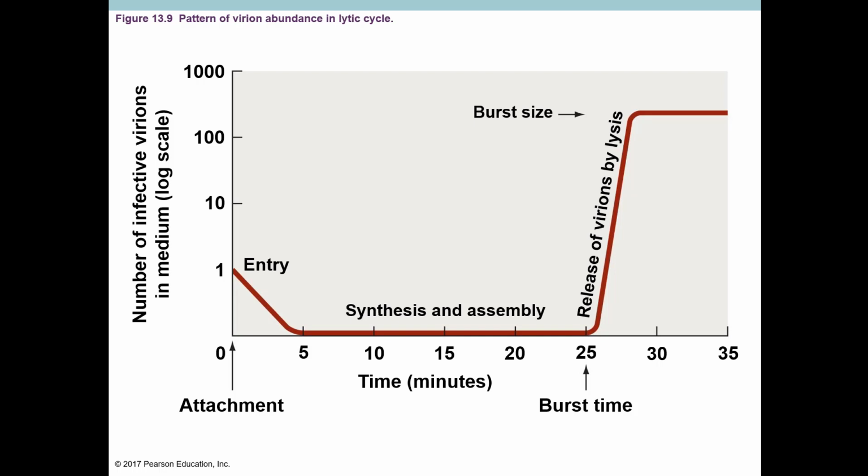So one cell becomes, let's say the burst size is 300. So one cell in 30 minutes becomes 300. Each of those 300 cells in another 30 minutes produces another 300, so 300 times 300 after an hour. So you can see quickly how you would multiply by that burst size for every generation time that passes, and the number of virus becomes enormous.